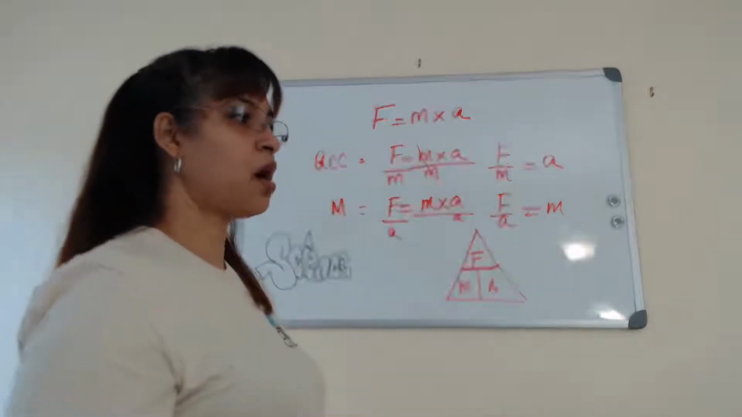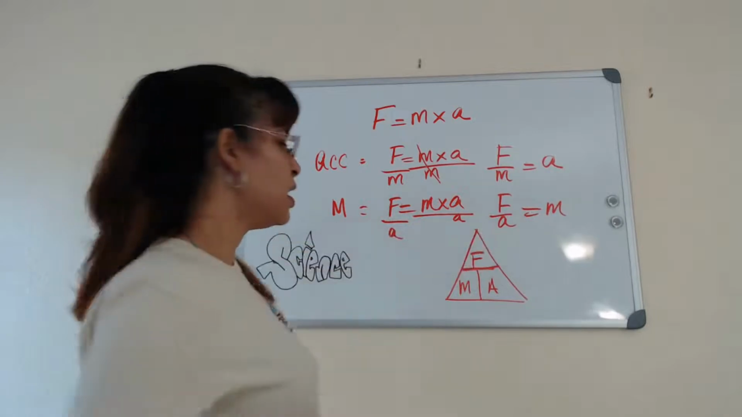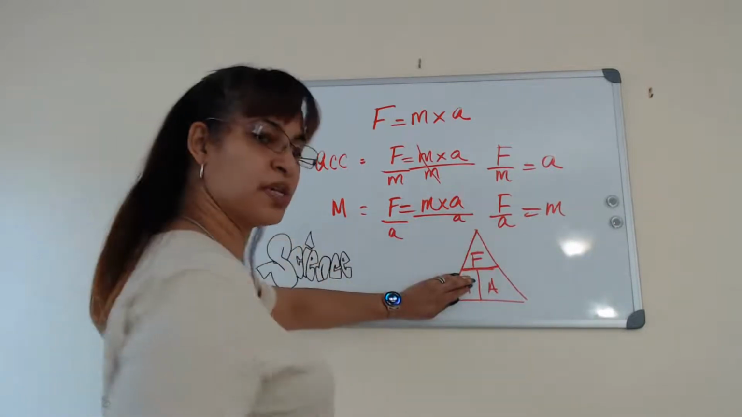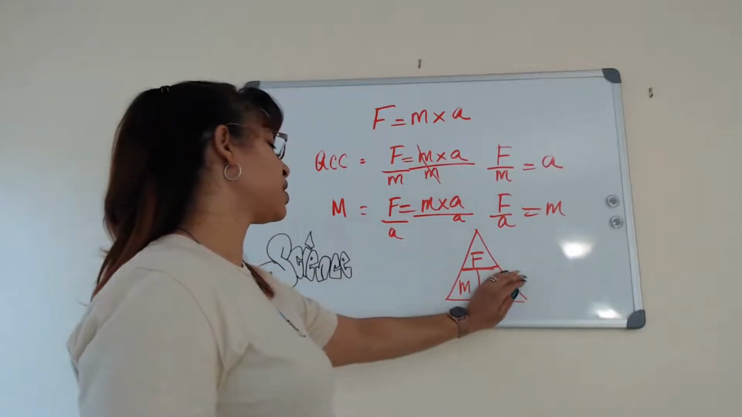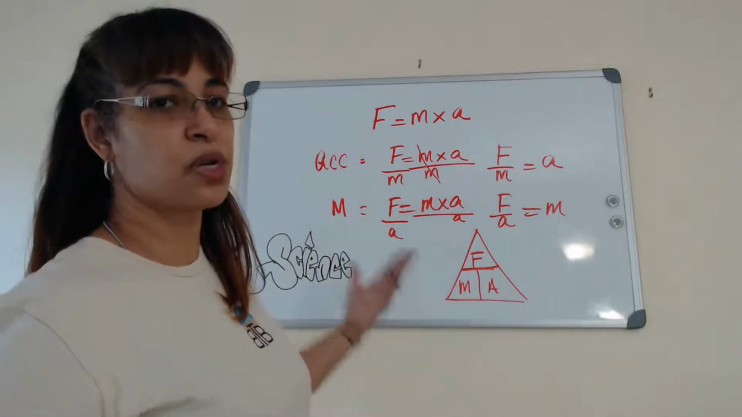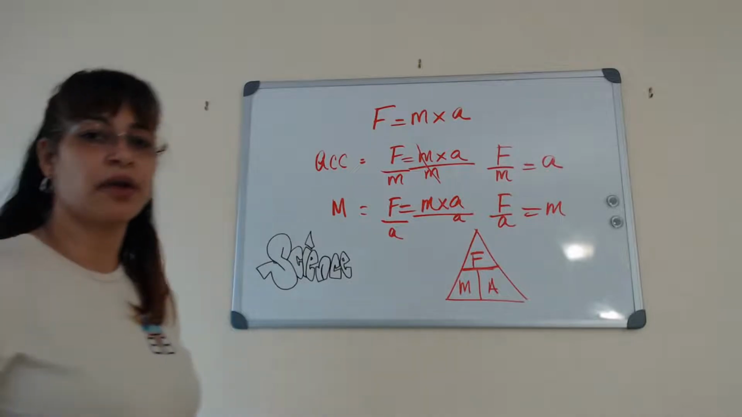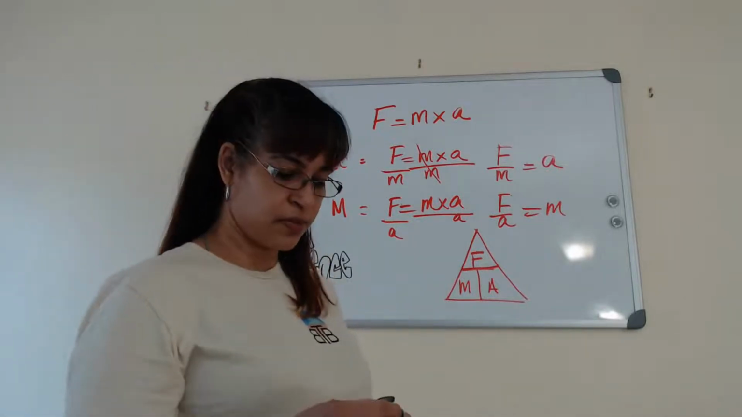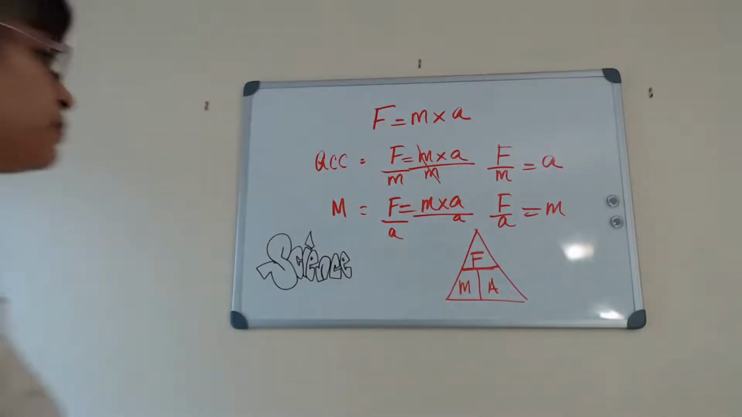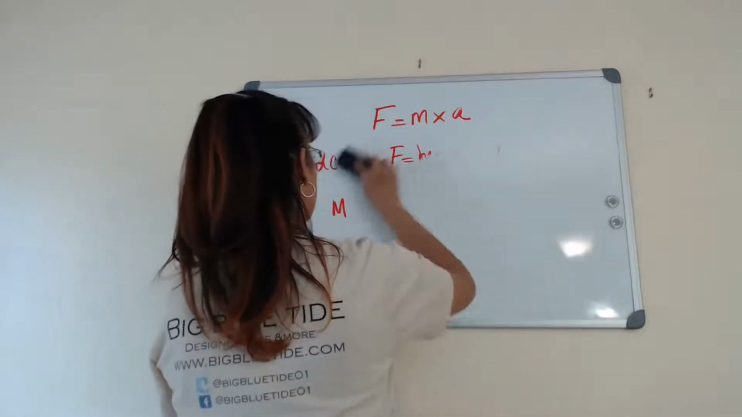So if I want to solve for force, I cover up the F, and it's mass times acceleration. If I want to solve for mass, I cover up the M, it's force divided by acceleration. If I want to solve for acceleration, I cover up the A, and it's force divided by mass. So those are a few ways that you could remember the formulas, so you can utilize them fairly easily. Now, I'll give you a couple of examples really quick because there will be a worksheet on how to do this.